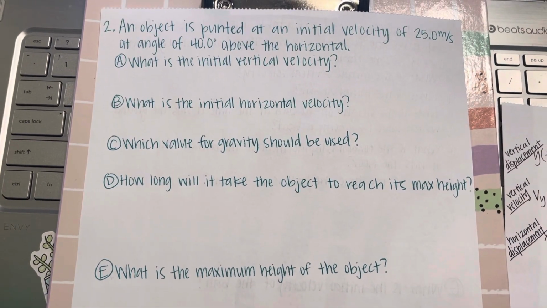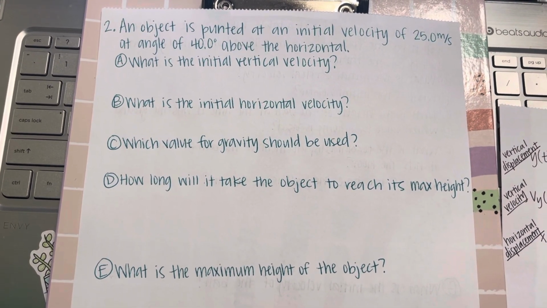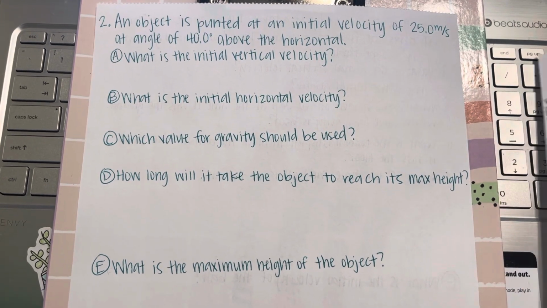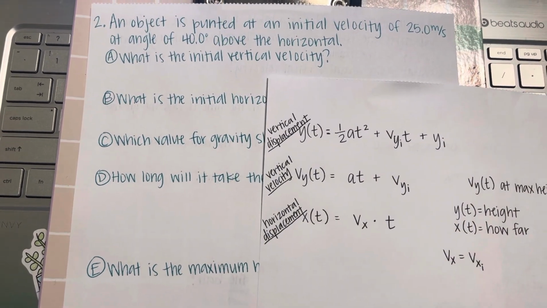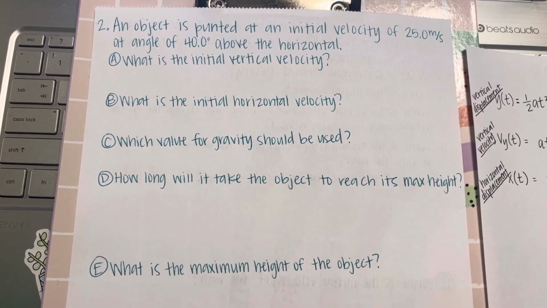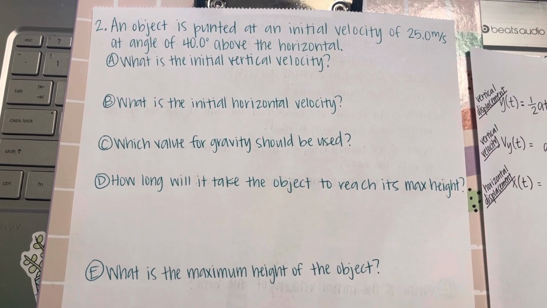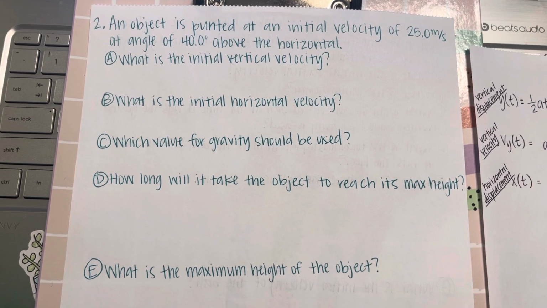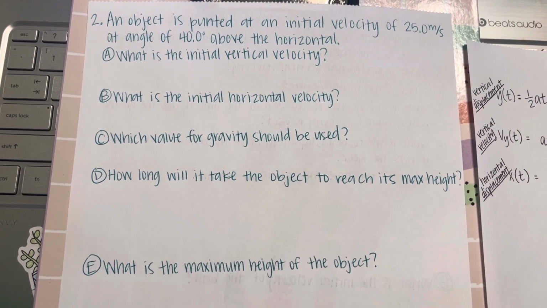Hey y'all, the two problems in this video that I'm going to go over are going to use the formulas for projectile motion. The first problem says an object is punted at an initial velocity of 25.0 meters per second at an angle of 40 degrees above the horizontal.